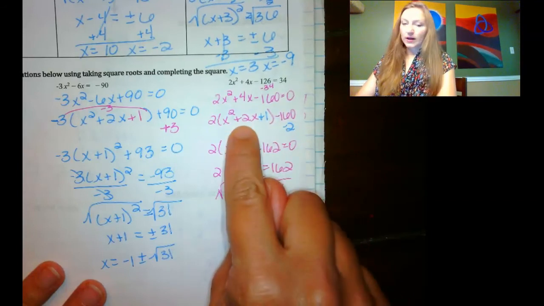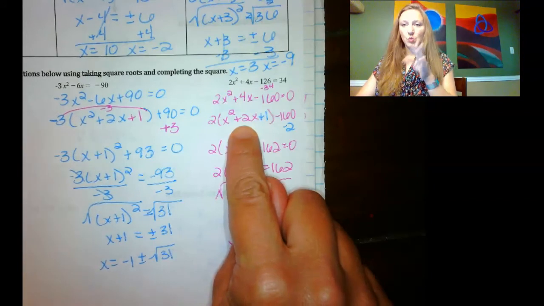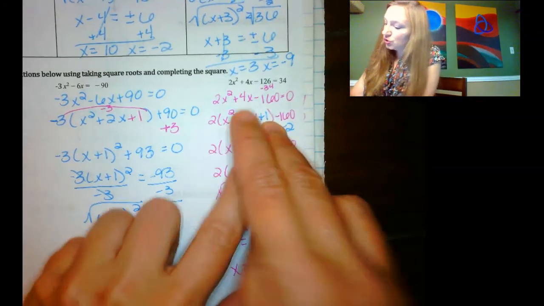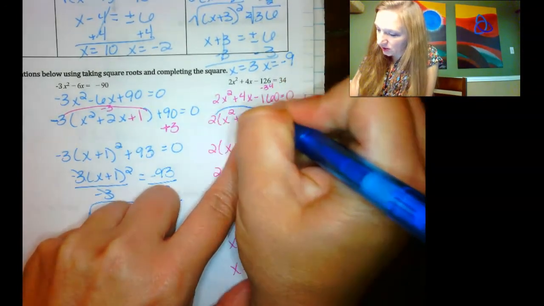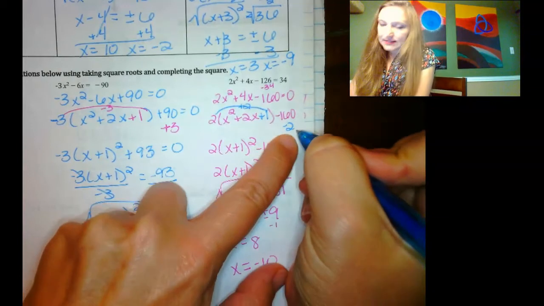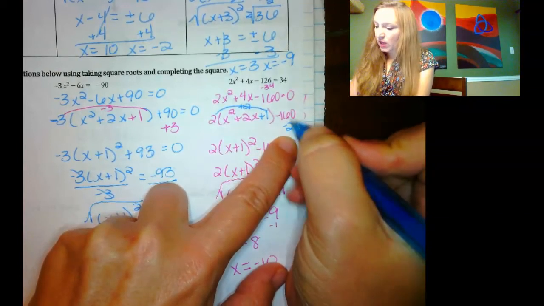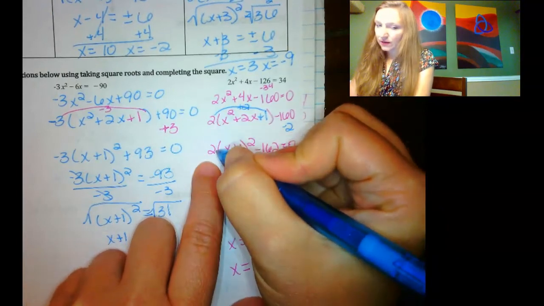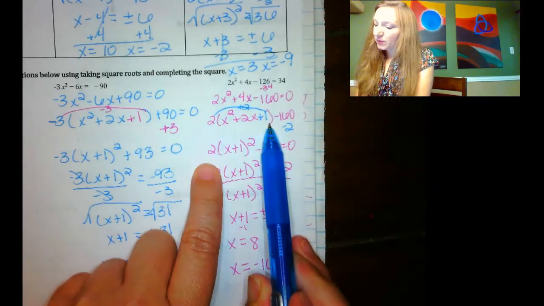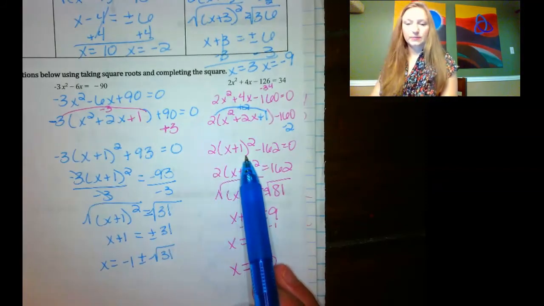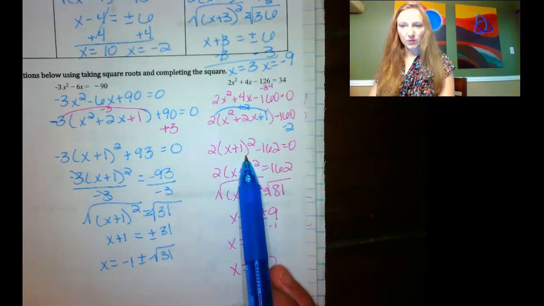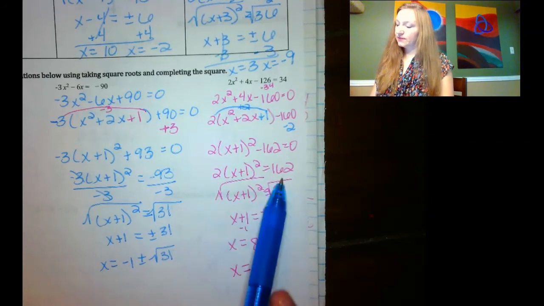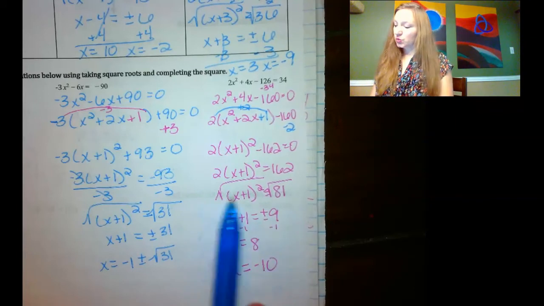I completed the square. I took the 2, halved it, was 1, squared it is 1. Notice I added 2 to my equation. So to keep it balanced, I subtracted 2 out here. When I combined those, I got -162. Brought down the 2. And this perfect square becomes x plus 1 squared. Now we solve for x, continuing on. So add the 162, divide by 2, square root both sides.